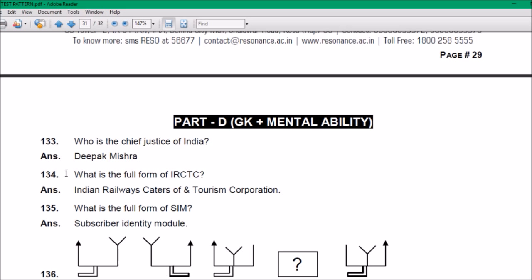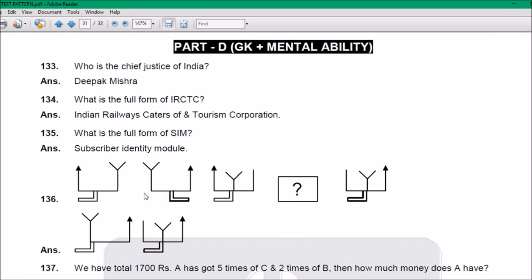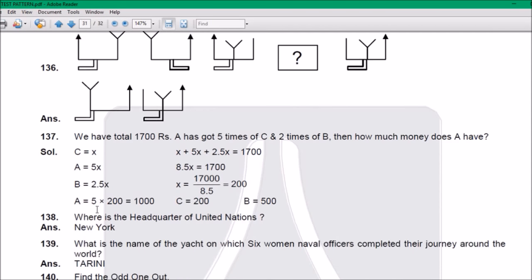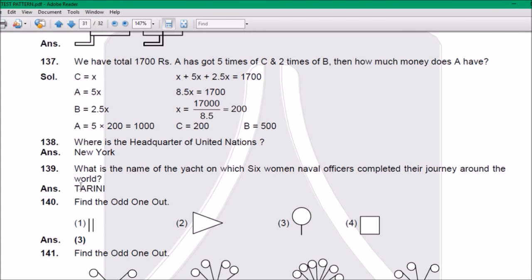133 Justice of India Deepak Mishra. What is the full form of IRCTC? I think you also know, Indian Railway Catering and Tourism Corporation. What is the full form of SIM? Subscriber Identity Module. 136, this one. 137 is a general question. So P is equal to 500, C 200, A is equal to 1000. What is the headquarter of the United Nations? New York. And then 139, answer is TARINI.